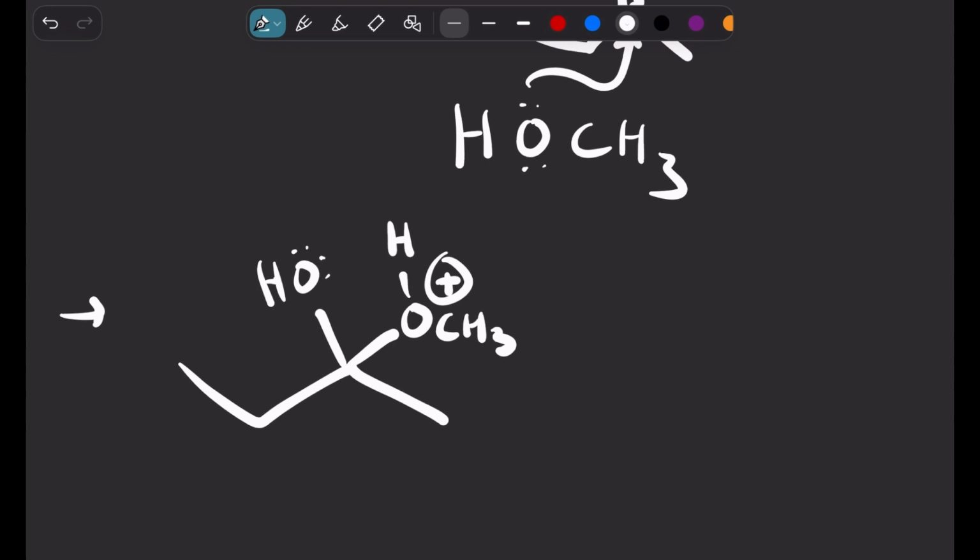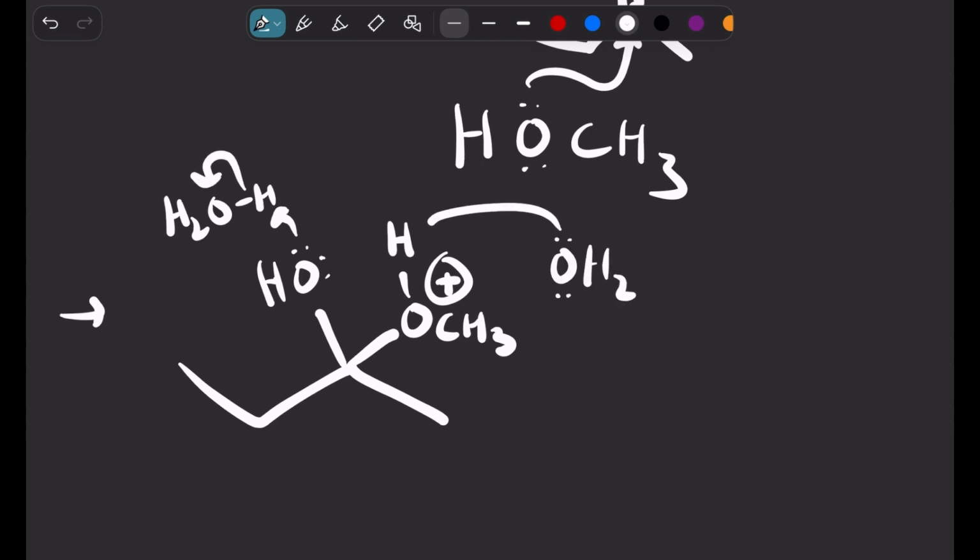We're not going to want to have this positive charge on this methoxy, and we're going to want to make this a good leaving group. So what can deprotonate and protonate? Well, from our reagents, we could use either H3O+ or water, so we'll be using both of them in this case. Our H3O+ is going to actually protonate this hydroxide right here, and then our water is going to deprotonate our methanol on the right.